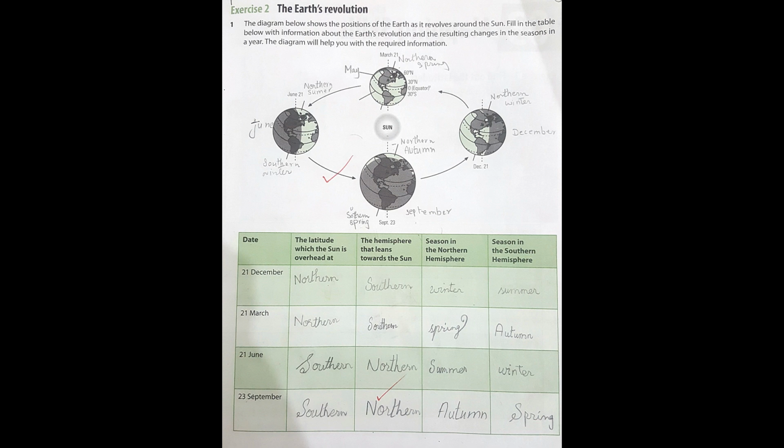On 21st June, the latitude which the sun is overhead at, southern. The hemisphere that leans towards the sun, northern. Season in the northern hemisphere, summer. Season in the southern hemisphere, winter. On 23rd September, the latitude is southern. The hemisphere that leans towards the sun is northern. Season in the northern hemisphere is autumn, and season in the southern hemisphere is spring.